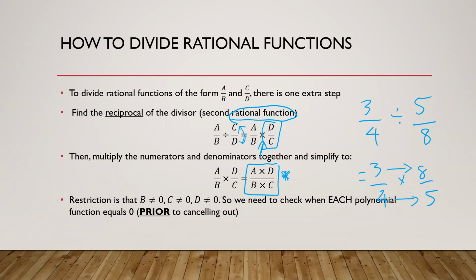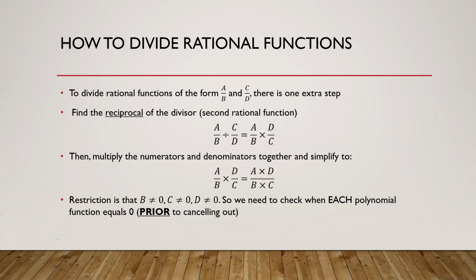Now, the restrictions, this is where it gets a little tricky. Honestly, just for timing's sake, I would just focus on remembering this. For your restrictions, and I hope this still makes sense, you would actually be checking 3 different spots. You're going to be checking when the denominator is equal to 0. You're going to be checking for the denominator of the second rational function. But on top of that, you're also checking the numerator of the second rational function you're dividing by.